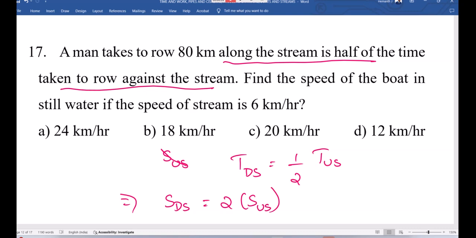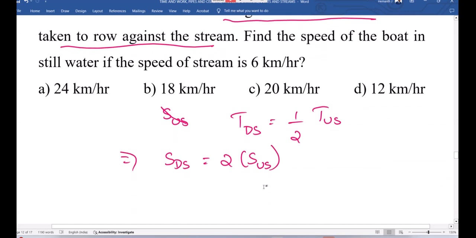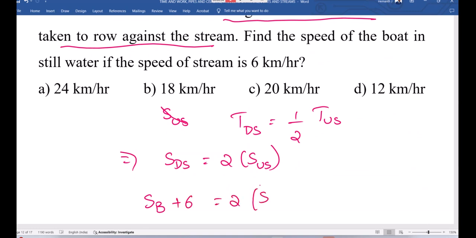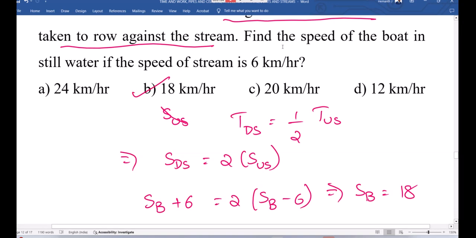Along with the stream means downstream. Against the stream means upstream, opposite to that. So they've given already 6: speed of downstream is speed of boat plus speed of stream, 6; this is speed of boat minus speed of stream, 6. So SB is 12, plus 6, 18 is the answer. Option B, 18 kilometers per hour.